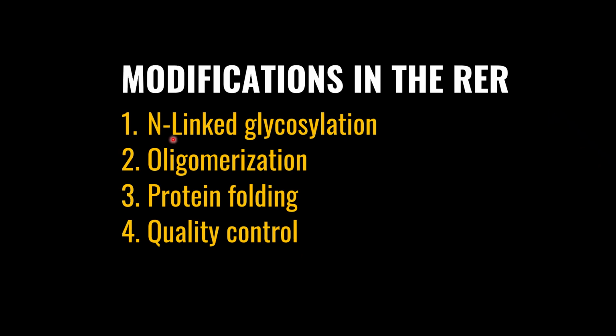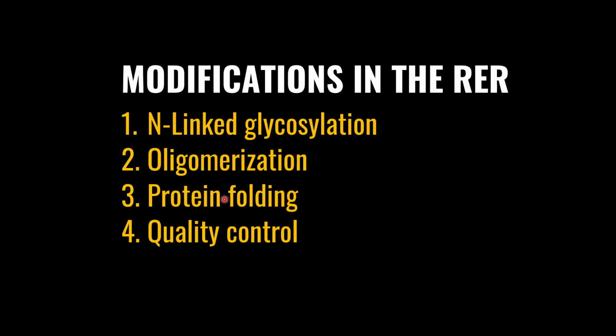The first one is N-linked glycosylation. This happens in the case of secretory proteins and membrane proteins. Then there is polymerization, or the assembly of some proteins that have more than one polypeptide. They are assembled in the rough endoplasmic reticulum also.